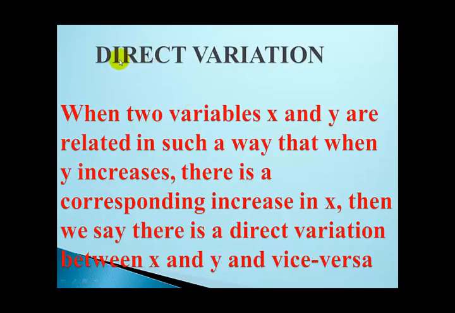Now, we start with the direct variation. When two variables x and y are related in such a way that when y increases, there is a corresponding increase in x, then we say there is a direct variation between x and y and vice versa. What we mean is that when x and y are directly related to each other, as x increases, y also increases, and as x decreases, y also decreases. When it happens like that, then we say that there is a direct variation between x and y.